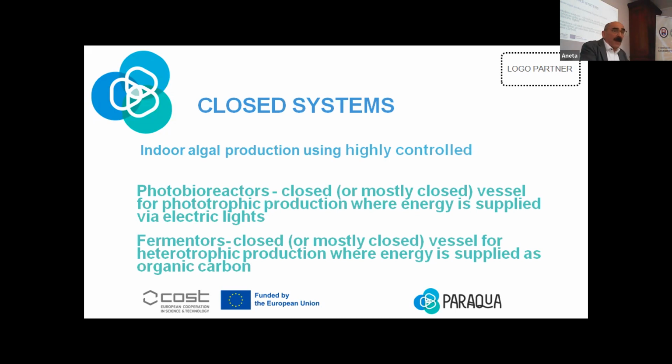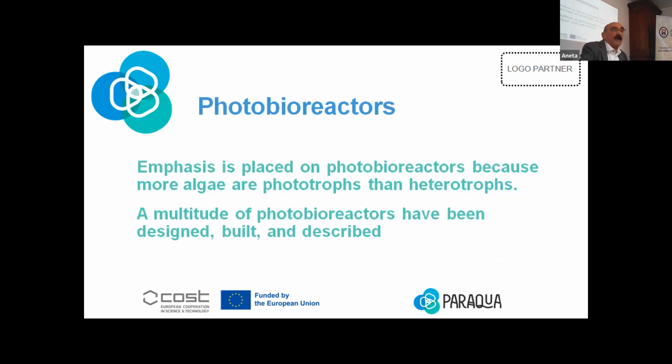Photobioreactors are closed vessels, usually a cylinder or cone or something like that, where the energy is supplied via electric lights, usually. Fermenters are closed for heterotrophic production, and usually we supply energy as organic carbon.